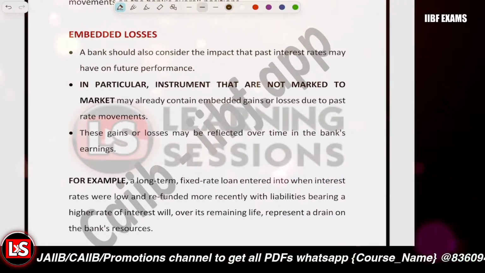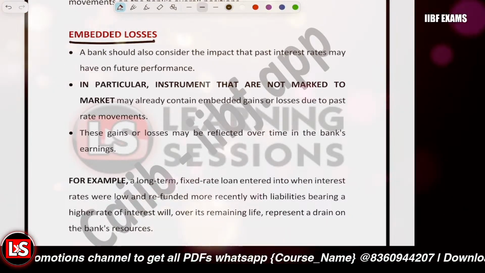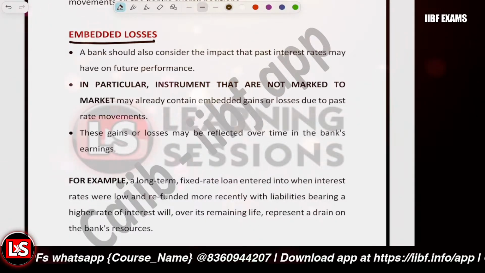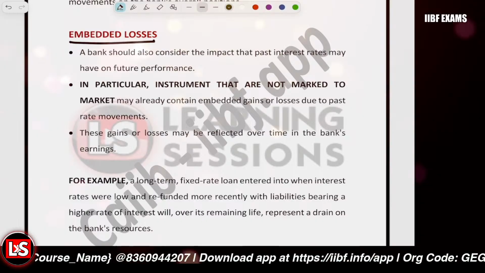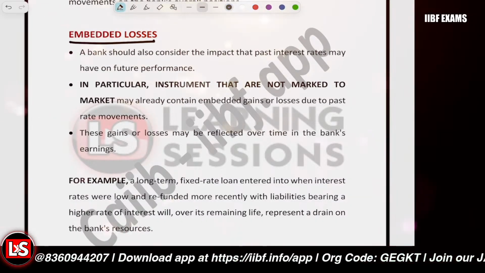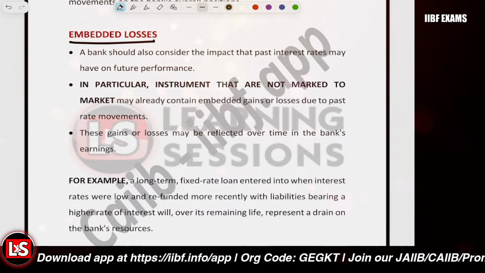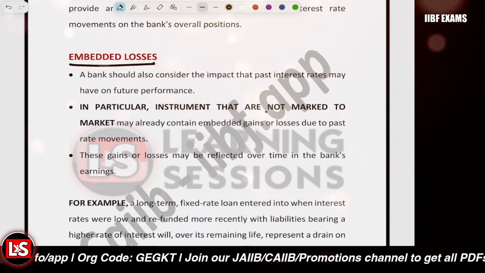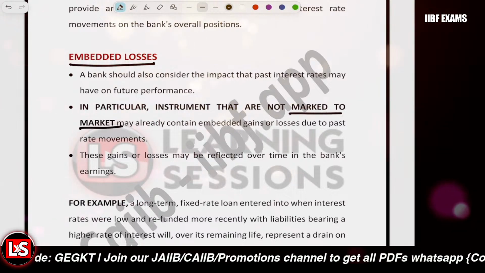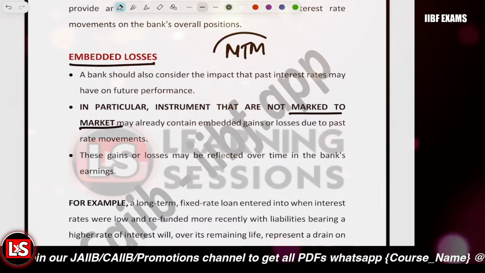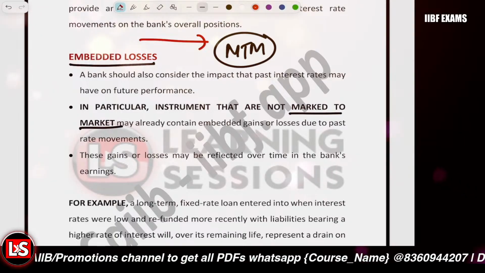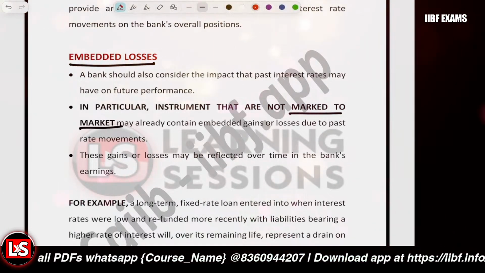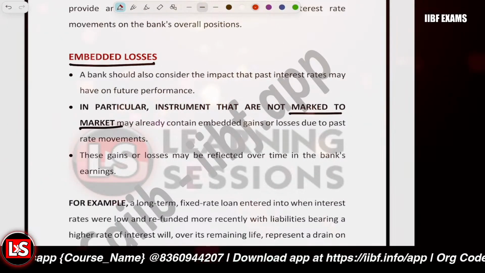Further, it's related to the embedded losses. The next one is about the embedded losses. Embedded losses arise when the instruments which are not marked to market already contain the losses due to the past movement in the interest rate. Now, what does an instrument not marked to market mean? It means that whatever the market price is, that will be impacted. That is MTM, that is marked to market basis, right?